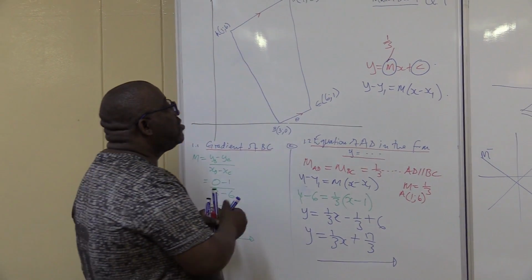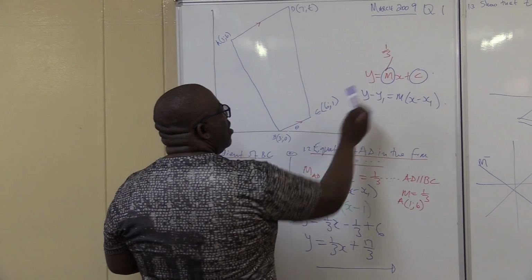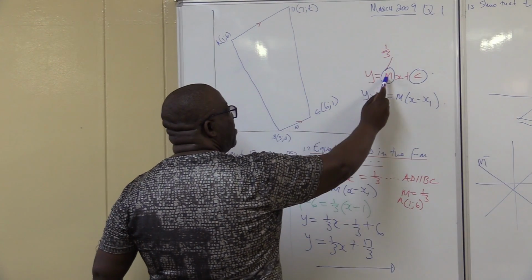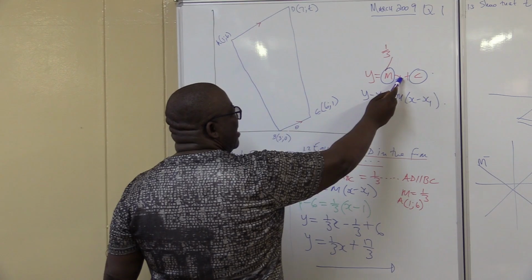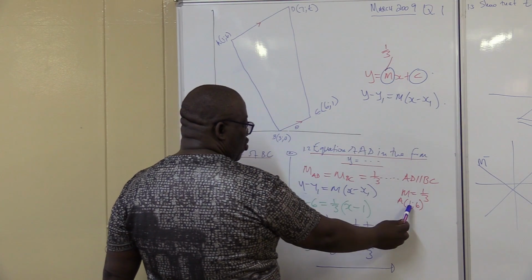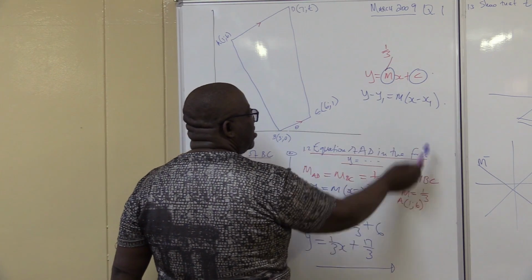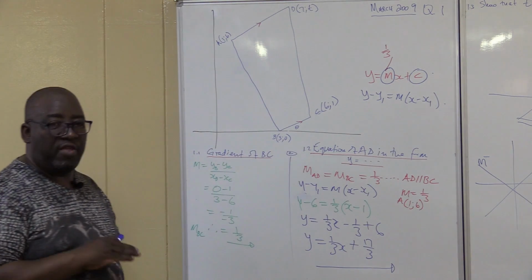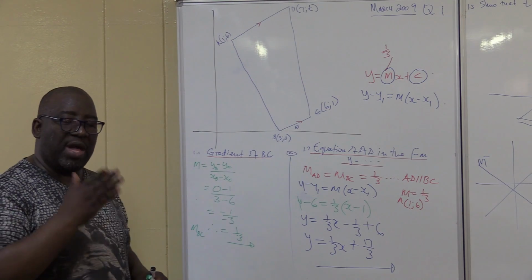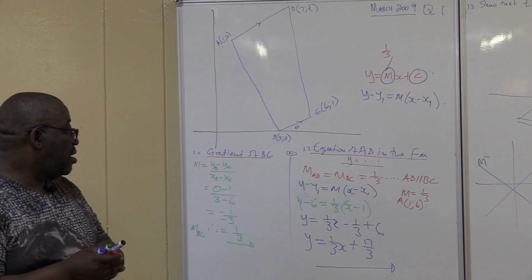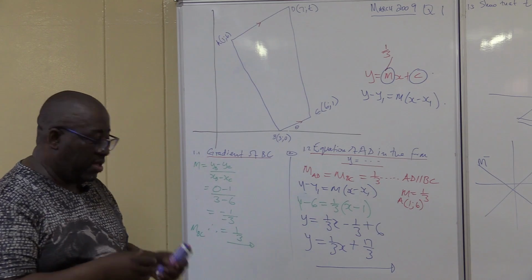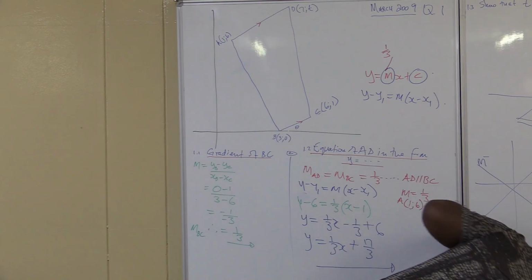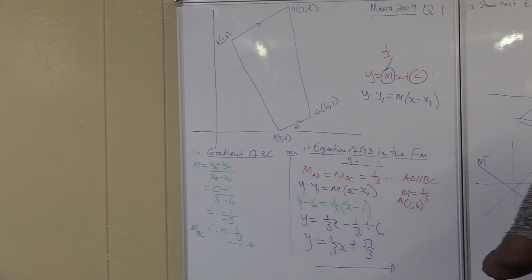If you like, you could have used this formula as well. Where there is m, you push in 1 over 3. Where there is x, you put 1, and where there is y, you push in 6, and you'll have this unknown, which will get to be 17 over 3. Then you write the formula in the form y is equal to mx plus c. So that is how we go about finding the equation of a particular line. So when it comes to equations, you are spoiled with 2 different formulae that you can use.